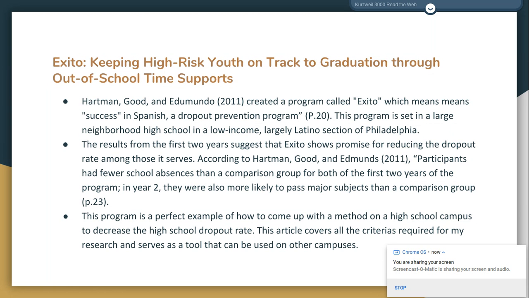This article was different from the other one that I previously talked about with the alternative campus because with that, it took the students out of their high school. With this one, it kept them in their traditional high school setting, but it provided an after school program that targeted these students.